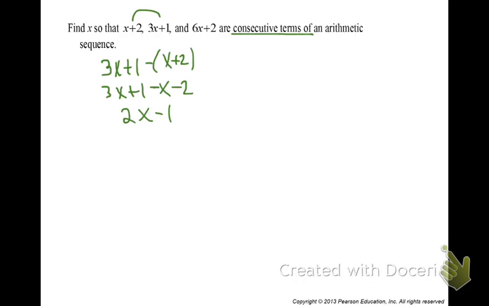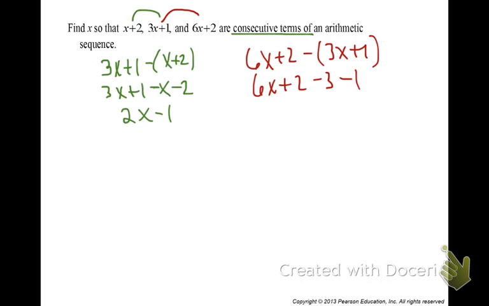We're going to do the same thing again for the next two consecutive expressions. So let's do those two. So that is the 3x plus 1 and the 6x plus 2. So we will repeat our process. So we're going to take that 6x plus 2 and subtract the previous term of 3x plus 1. Again, please make sure you're paying attention to those parentheses. So that would be negative 3x minus 1, and that would simplify down to 3x plus 1. So what did we just find? We found the what?